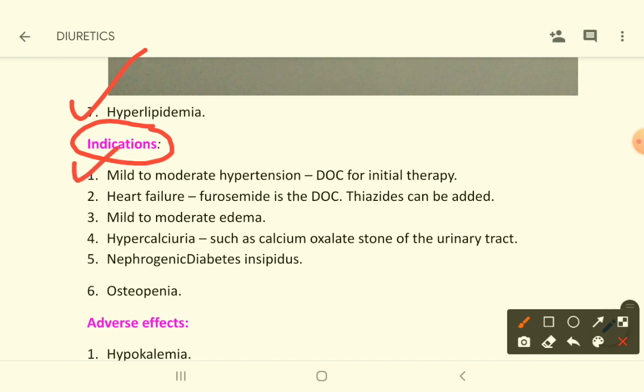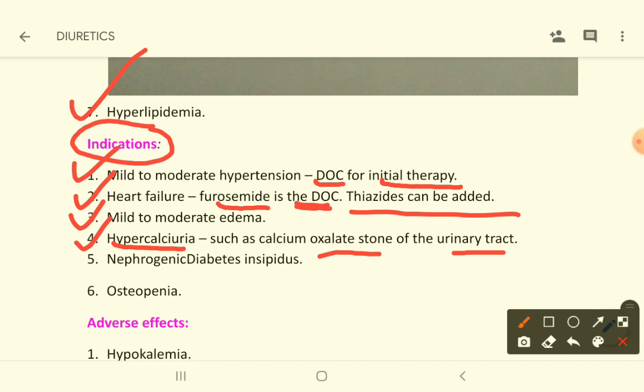Number 1, mild to moderate hypertension. This is the drug of choice for initial therapy. Heart failure: furosemide is the drug of choice in case of heart failure, but thiazides can be added. Mild to moderate edema. Then hypercalciuria. If there is hypercalciuria, that can lead to stone formation, like oxalate stone formation in the urinary tract. So you can use these drugs in hypercalciuria so that you can reabsorb the calcium and decrease the hypercalciuria.